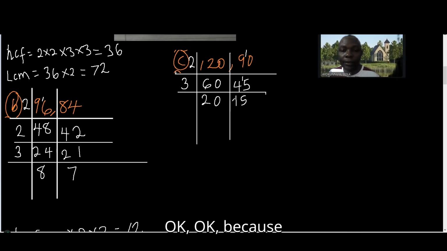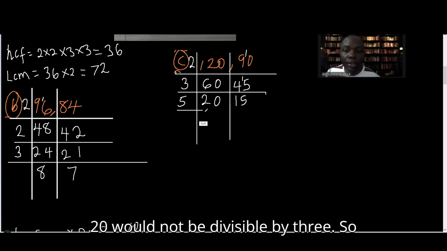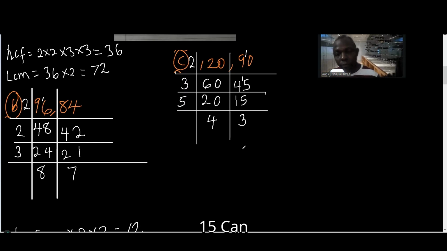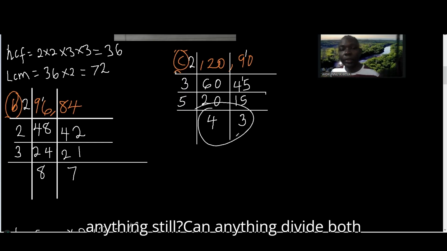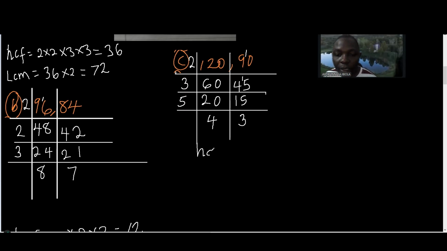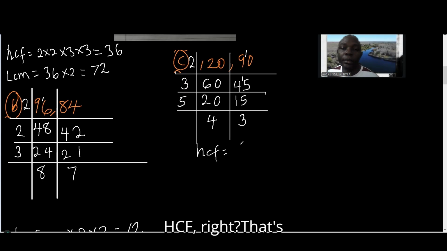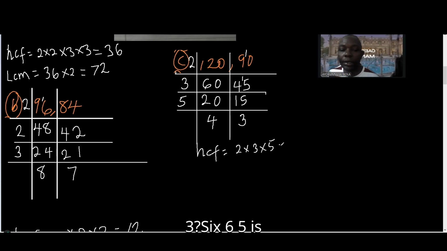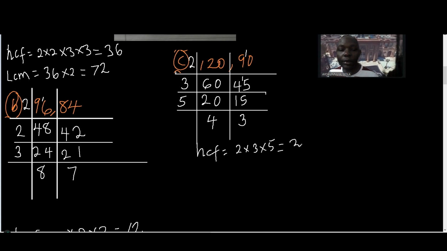We can use 3 again? No, we can use 5, okay? Because 20 would not be divisible by 3. So how many 5 in 20? 4. 5 in 15? 3. Can anything divide both of them? No. So we've arrived at the HCF, right? That's 2 times 3 times 5. What's 2 times 3? 6. 6 times 5 is what?